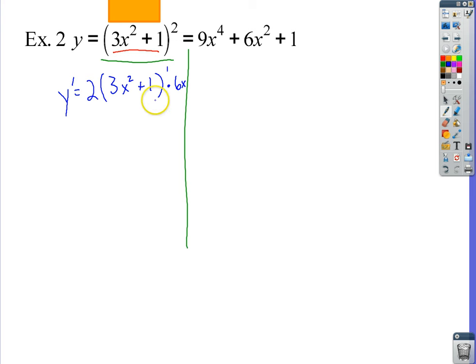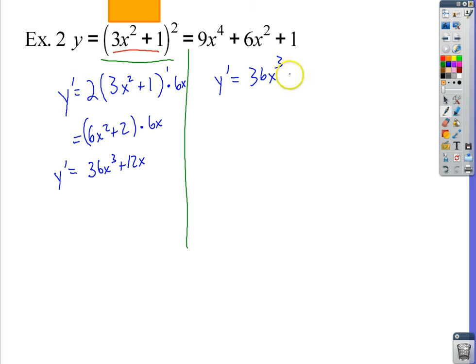Well, then I can go ahead and multiply all this out. That's going to be 6x squared plus a 2, times a 6x. Multiply that out, that's going to be 36x cubed plus a 12x. And that's what my y prime is going to be. Let's see what happens when I do it the old-fashioned way. When I do it the old-fashioned way, y prime is now going to equal 9 times 4, well, that's 36x to the third power plus 12x. And you're going to be like, wow.